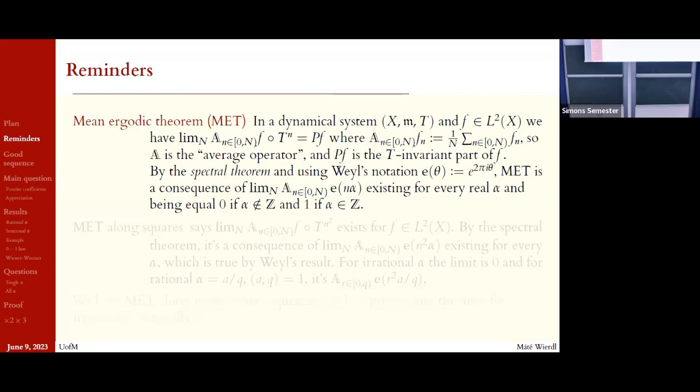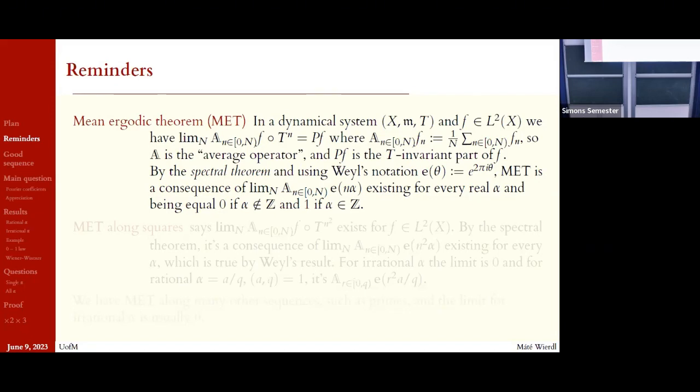And we know that by the spectral theorem, using Weyl's notation, e(θ) = e^{2πiθ}, the mean ergodic theorem is a consequence of the limit of the averages of e(nα) existing for every real α. Since the limit is the projection of f onto the invariant sets, this limit is equal to 0 if α is not an integer, and if α is an integer, then the limit is equal to 1.